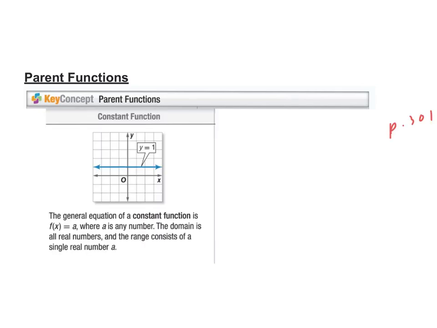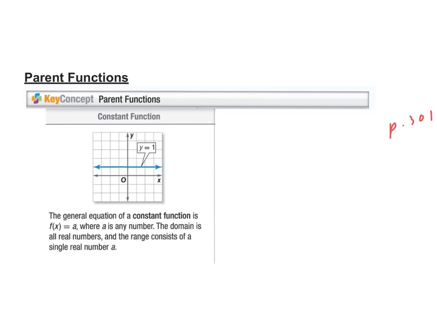Now there's 3 parent functions that we're going to look at, and they're all in your book on page 301. If you'd rather screenshot from your book, I suggest that you do that rather than try to take a picture of the screen. It's cleaner that way. Plus, there's going to be more than one. I covered over 2 slides.